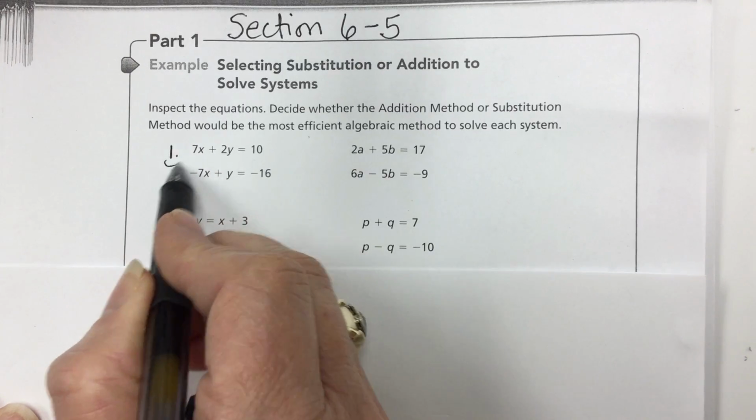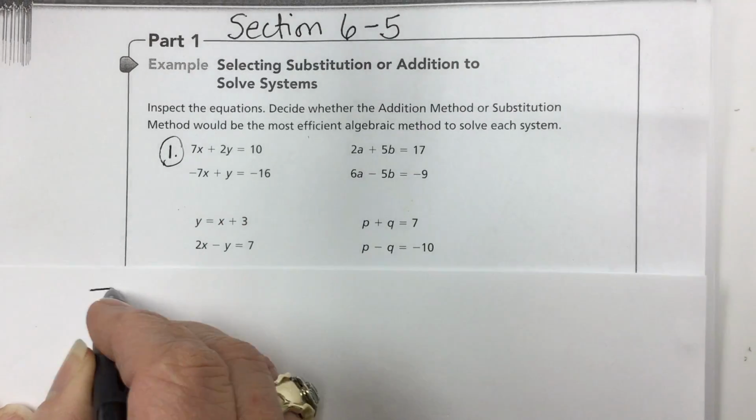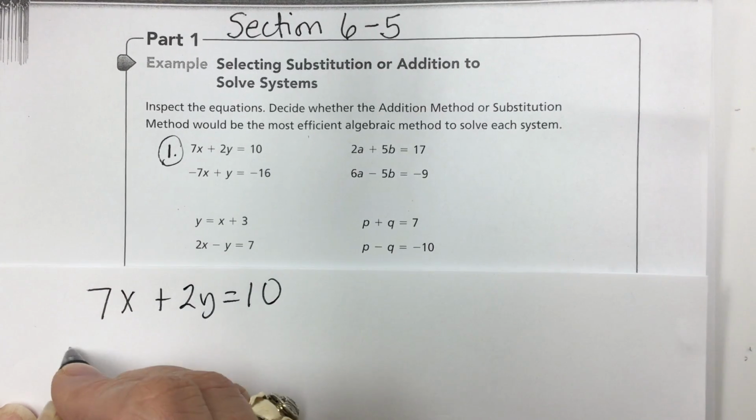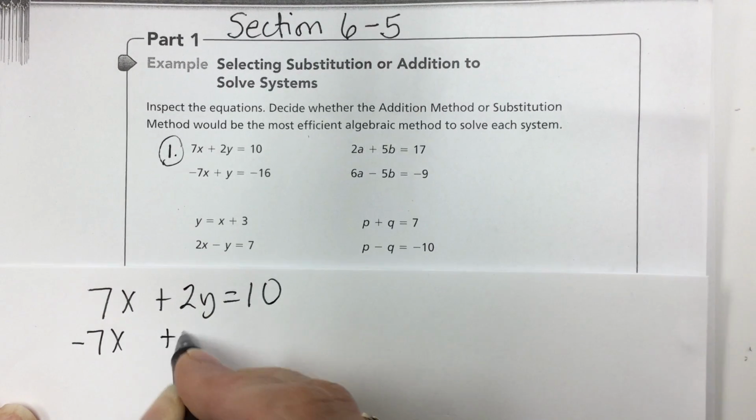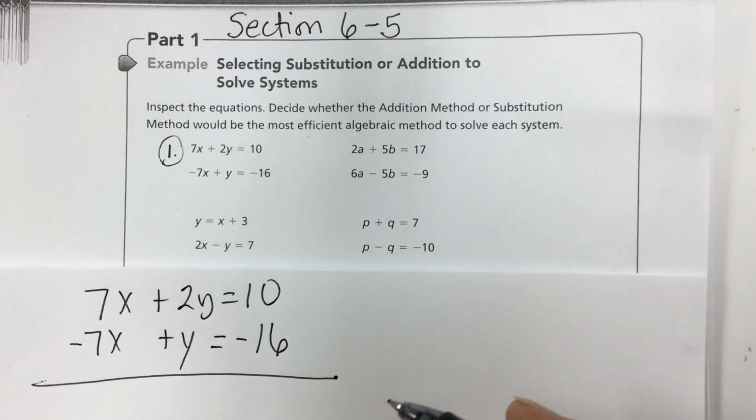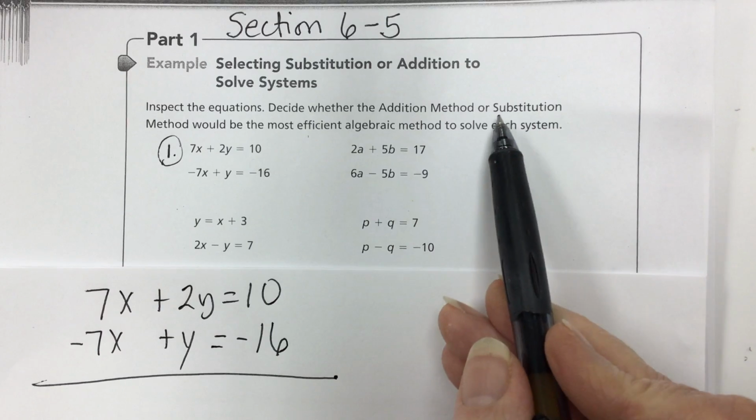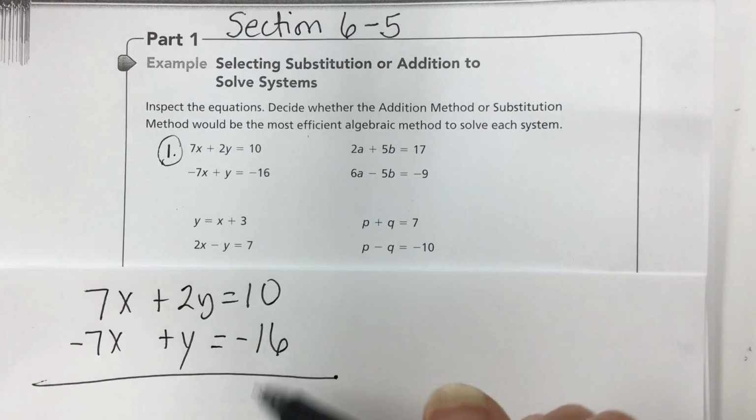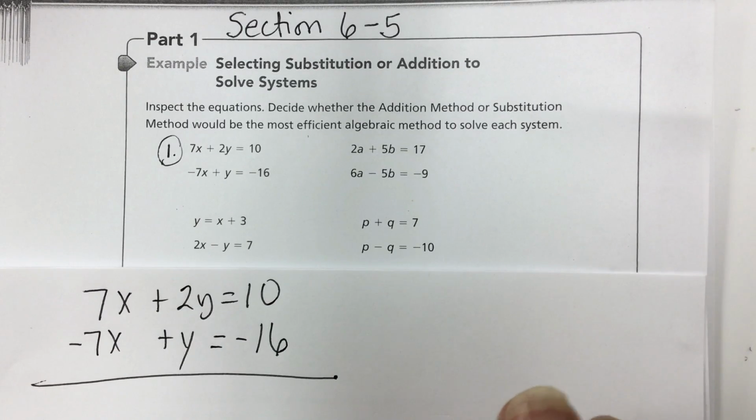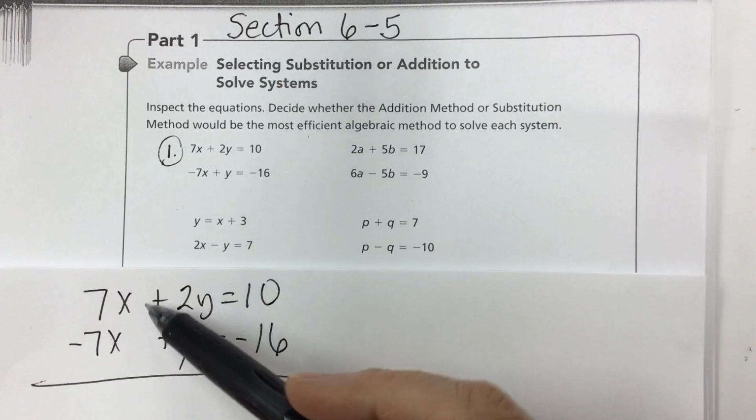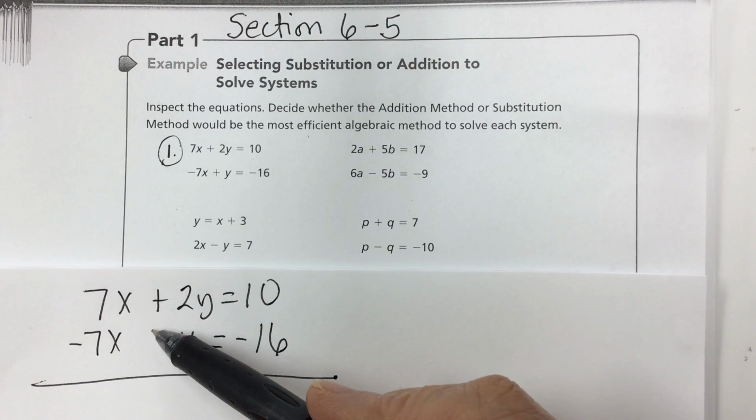I'm going to number it number 1, this system of equations. I have 7x plus 2y equals 10, and negative 7x plus y equals negative 16. Now, we're trying to decide between substitution and addition. Remember, substitution has to have one of the equations solved for a specific letter. Neither one of mine have that.